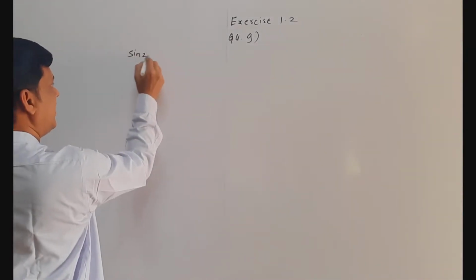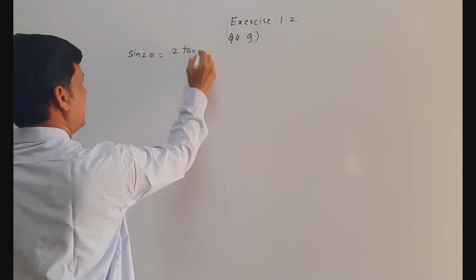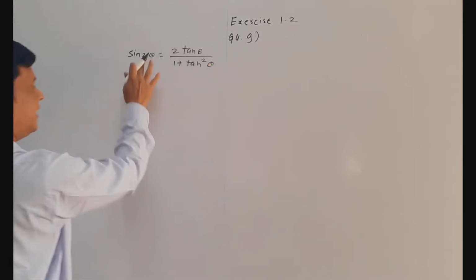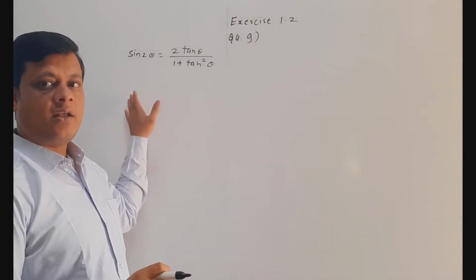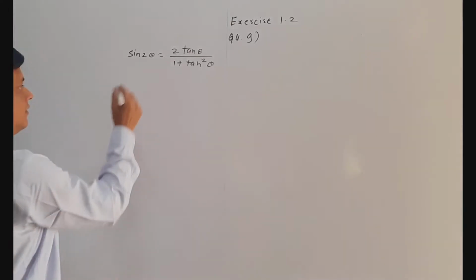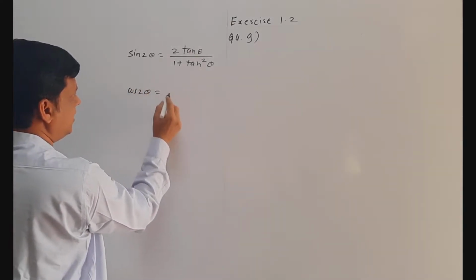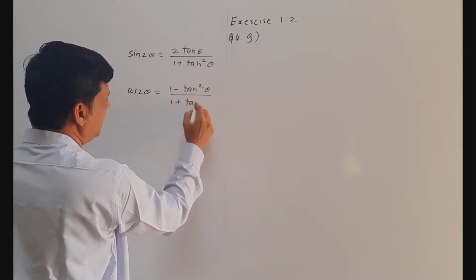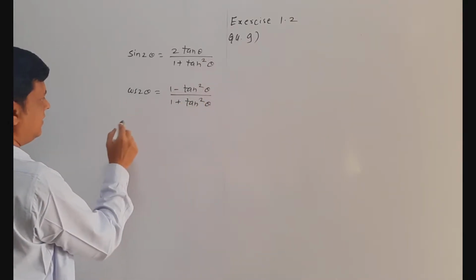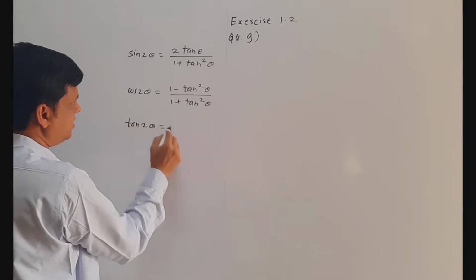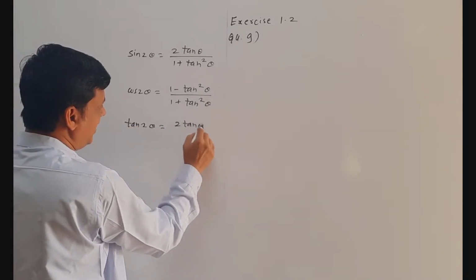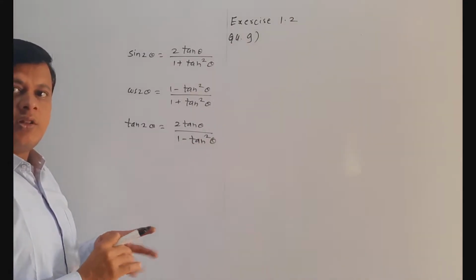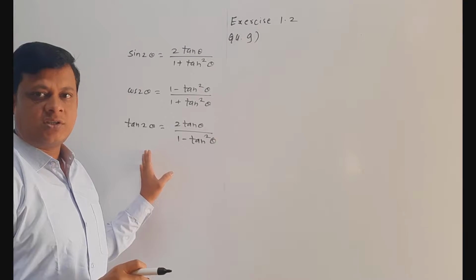So we know that sin 2 theta is equal to 2 tan theta upon 1 plus tan square theta. That is sin in terms of tan. Then cos 2 theta is equal to 1 minus tan square theta upon 1 plus tan square theta, and third, tan 2 theta is equal to 2 tan theta upon 1 minus tan square theta, which we already discussed in the trigonometric functions chapter.